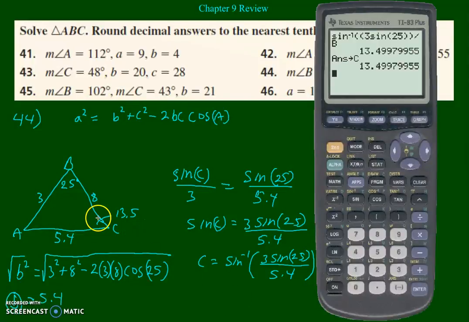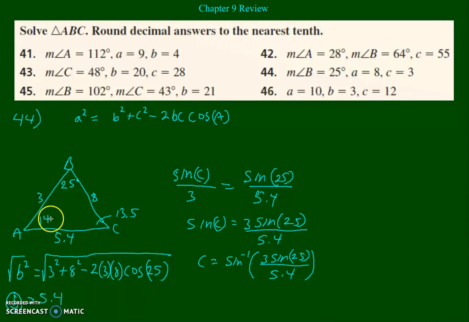So as you can see, it was a good thing that we found this angle first, because clearly angle A is going to be an obtuse angle. So let's take 180 minus 25 minus angle C, and that gives us 141.5. So we know now that this angle is 141.5. And that solves the triangle.